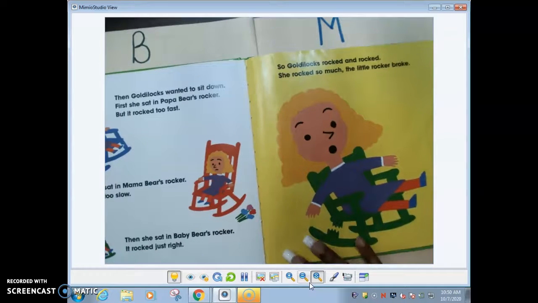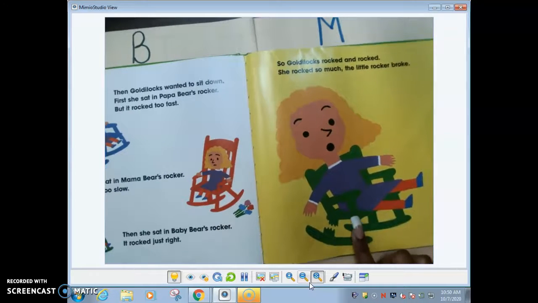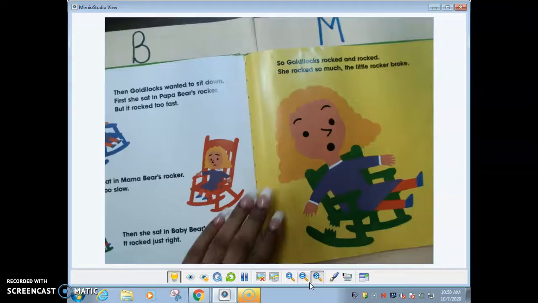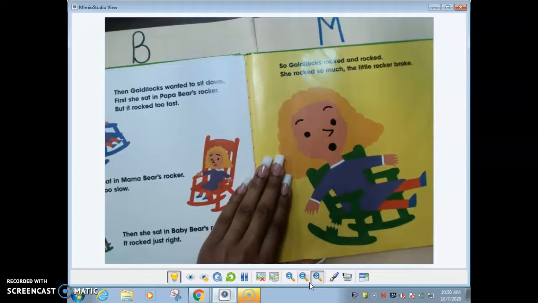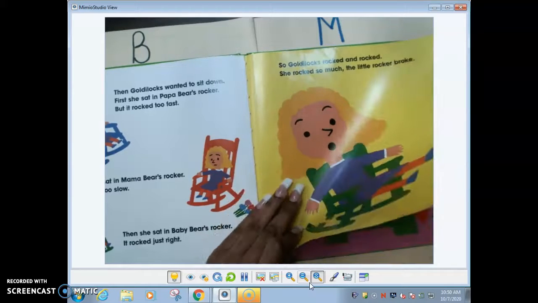Ooh, how do you think Baby Bear would feel about Goldilocks breaking his rocker? How do you think he would feel? Yes, I think he would be a little bit upset or a little bit sad. Yes, Baby Bear would be a little bit upset or a little bit sad. That's what I think. Let's continue.